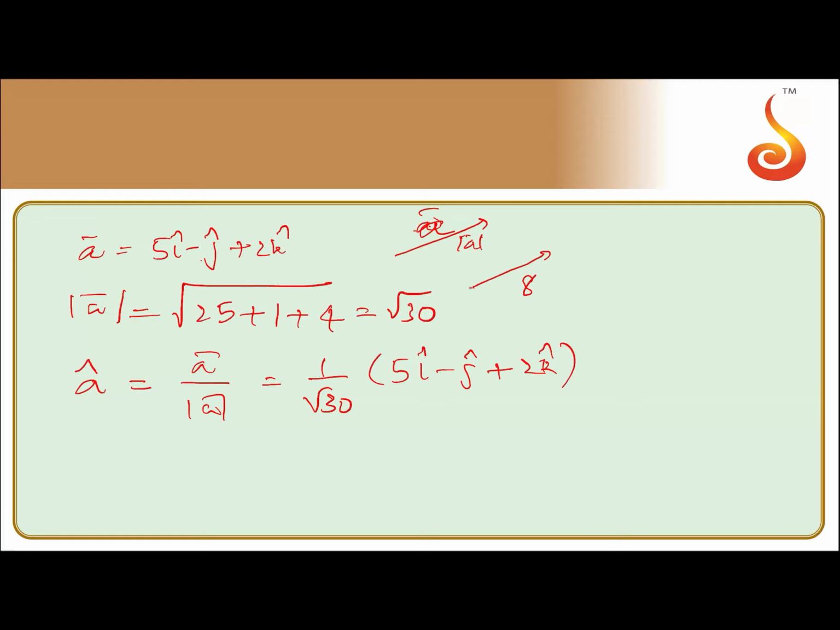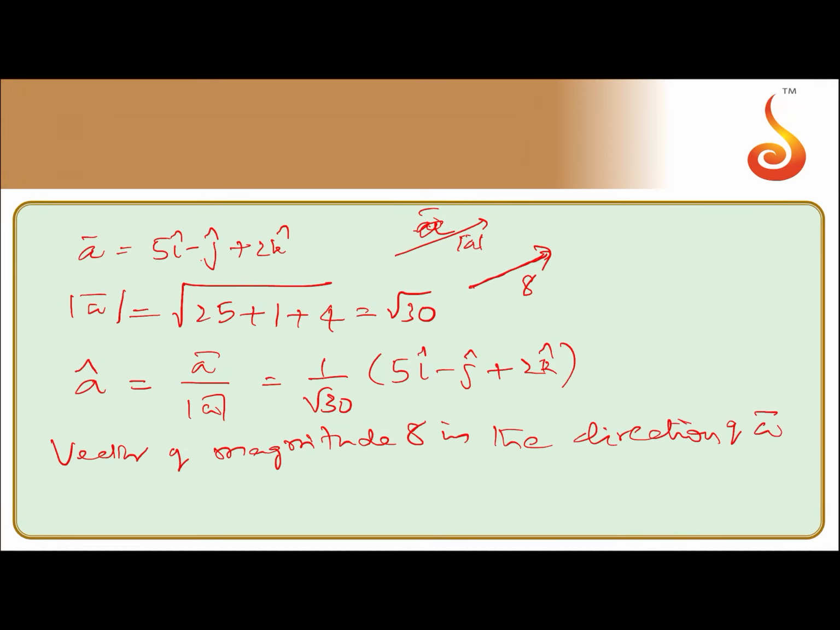Now you require a vector of magnitude equal to 8. So the vector of magnitude 8 in the direction of a bar is equals to 8 times a cap. That is equals to 8 multiplied by 1 by root 30 times 5i minus j plus 2k. This is the required answer.